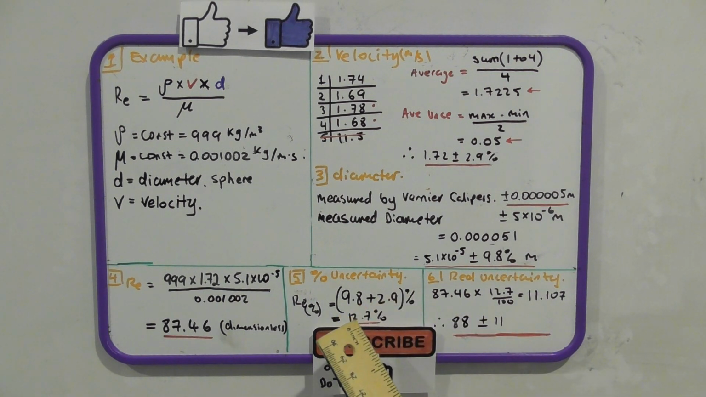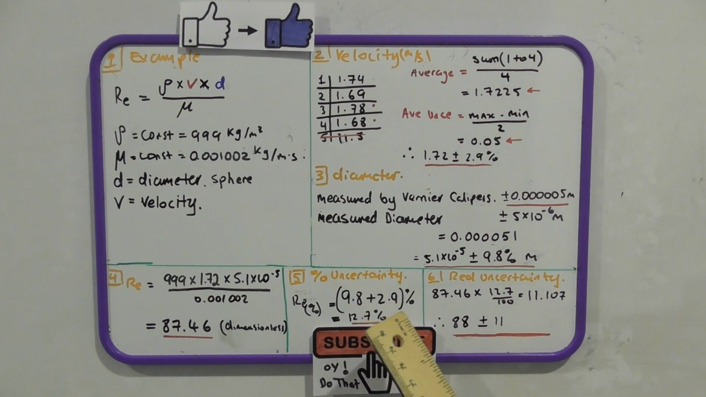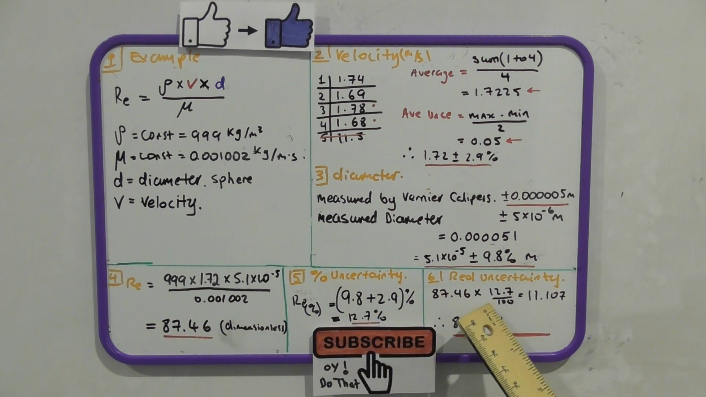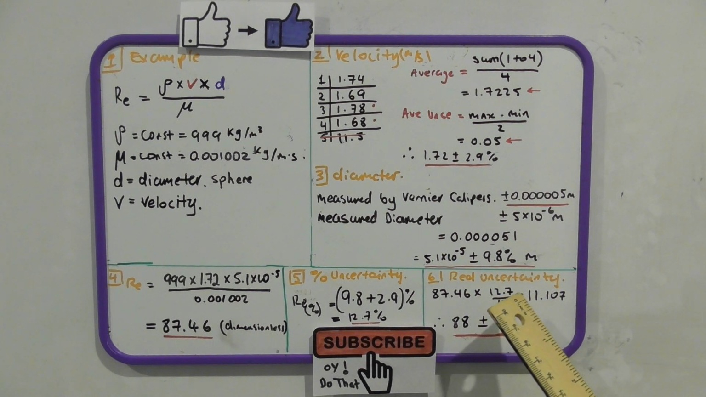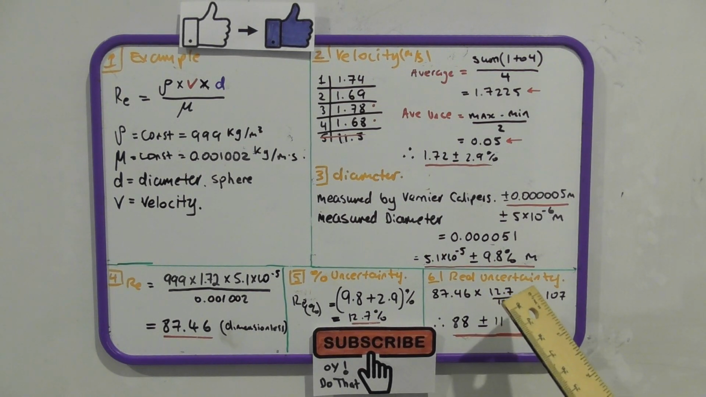Now the real uncertainty would be 87.46 multiplied by 12.7 divided by 100. So basically just applying that percentage value, which yields a value of 11.107 plus or minus 11.107, which is the uncertainty value.